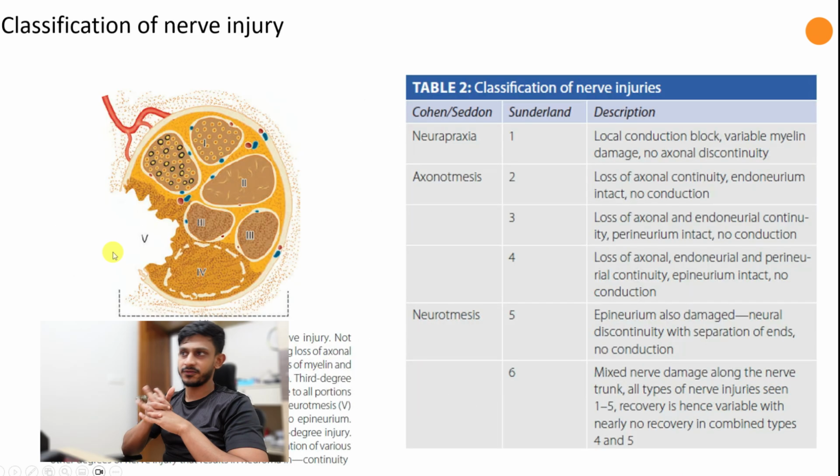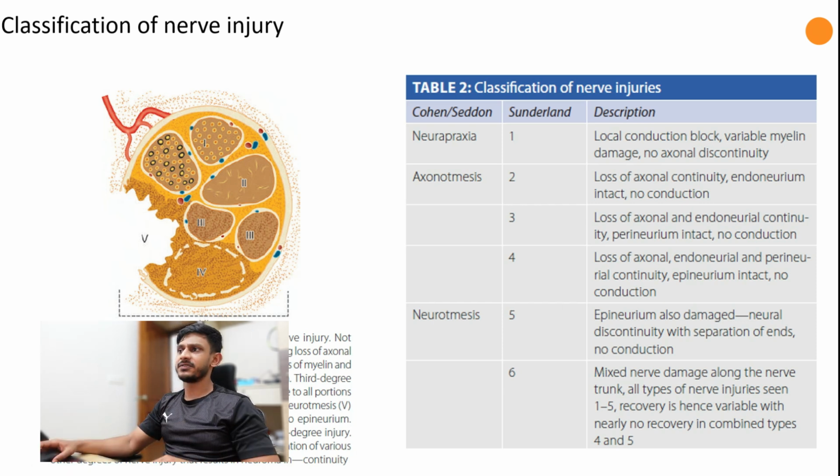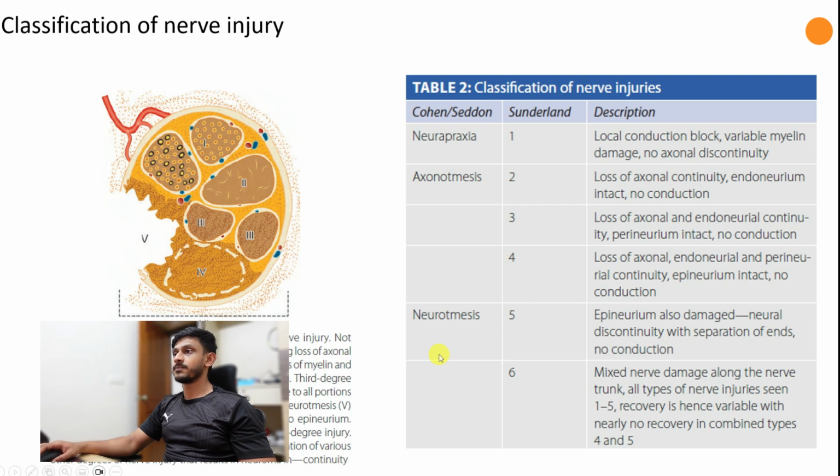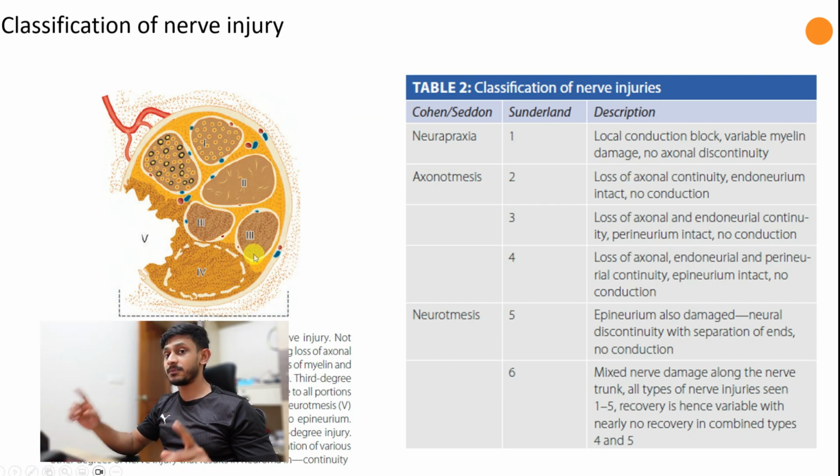Coming to the classification of nerve injuries, there are two classifications, Seddon's and Sunderland's. Seddon's classification has just three types: neurapraxia, axonotmesis, and neurotmesis. Sunderland 1 is neurapraxia, Sunderland 2, 3, 4 is axonotmesis, and Sunderland 5, 6 is neurotmesis, if you want to compare the two classifications. Neurapraxia is just a local conduction block where there's only disruption of the surrounding myelin sheath of the nerve. Only the myelin sheath is disrupted, all the axons are intact.